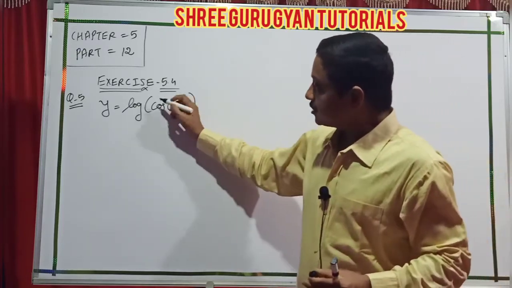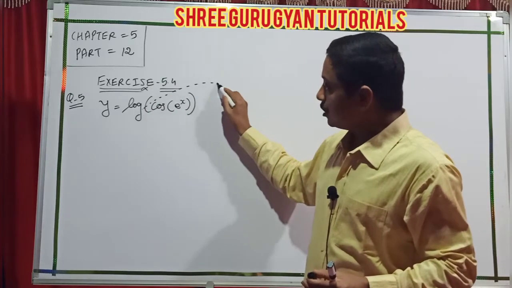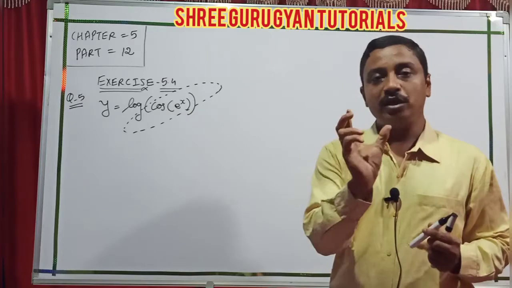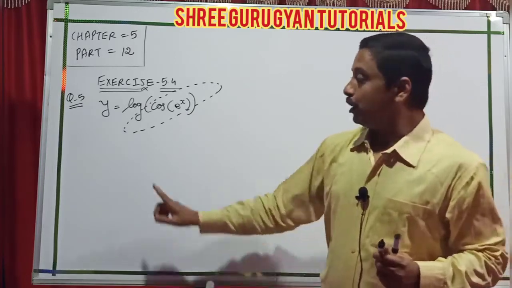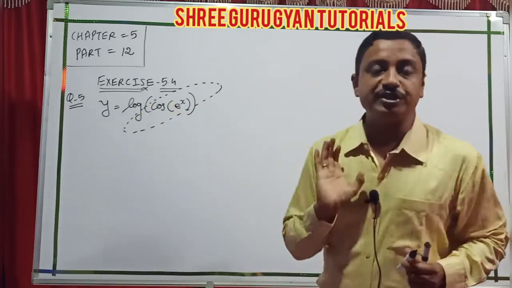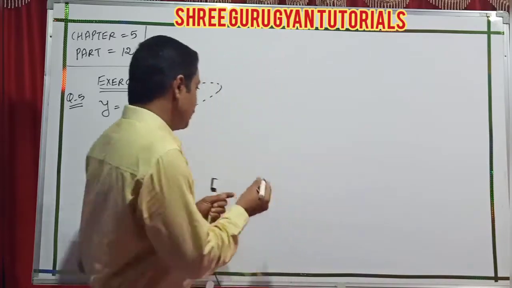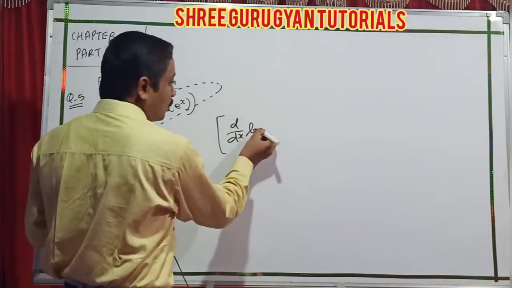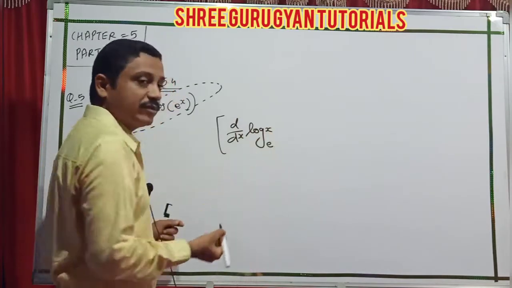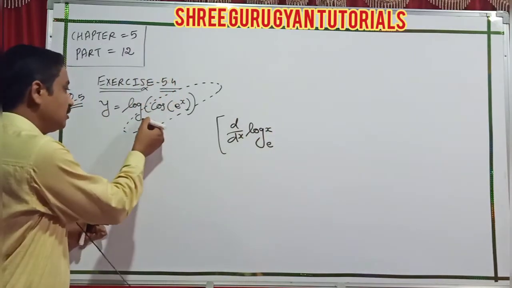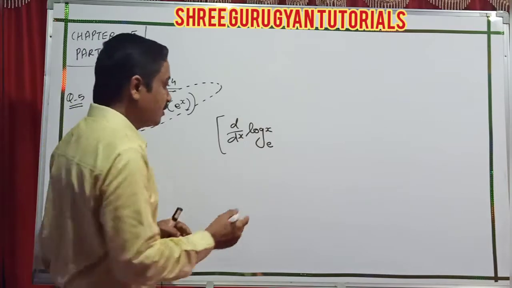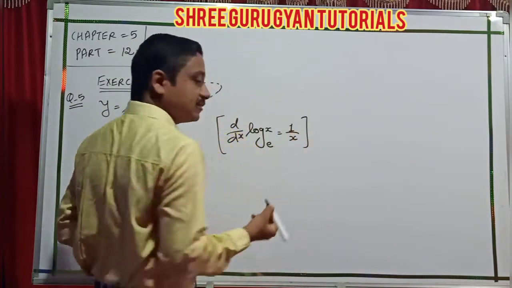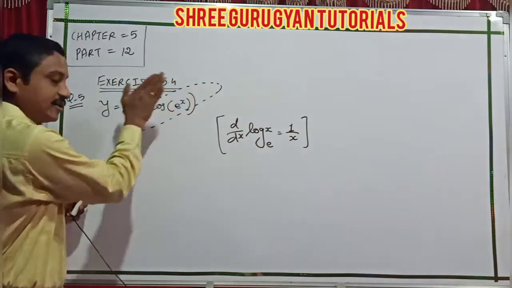So I start with cos e raised to x, taking it as one of the composition functions, and I operate only the derivative of the log function first. You know the formula d/dx of log base e. Students, here base e is not given, so you write base e first, and the formula is 1 by x. So consider this as x.